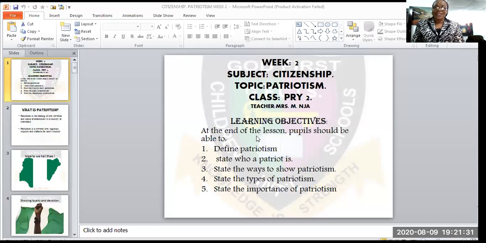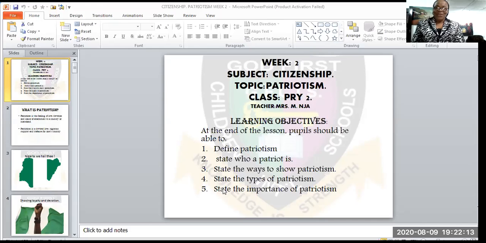And what will be our learning objective? What are the learning objectives for today's topic? First and foremost, my dear, we will define patriotism. We have to know what we mean by patriotism. Then we have to state who a patriot is. Who a patriot is. Are we together? Beautiful. Number three, we have to state the ways to show patriotism. We must identify the ways to show patriotism, the method to show patriotism to our dear nation, Nigeria.